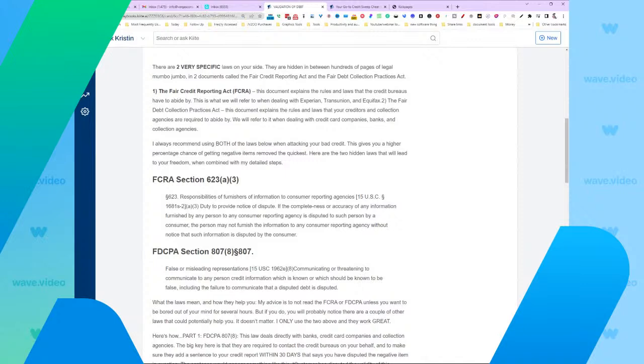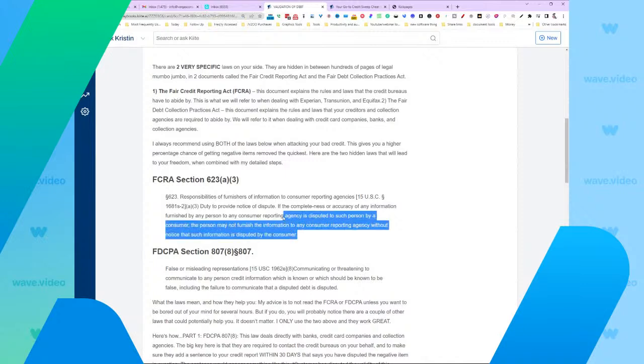So when you hear me talk about section 623(a)(3), this is what I'm talking about. When you hear me talking about the notice of dispute, this is what I'm talking about. Now, let's go and just break that down real quick.